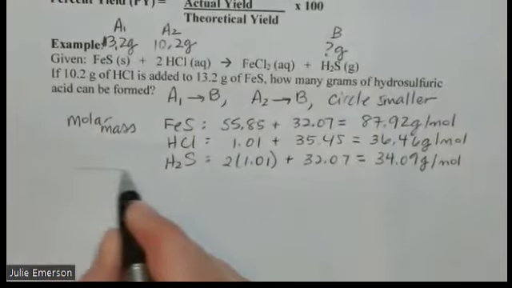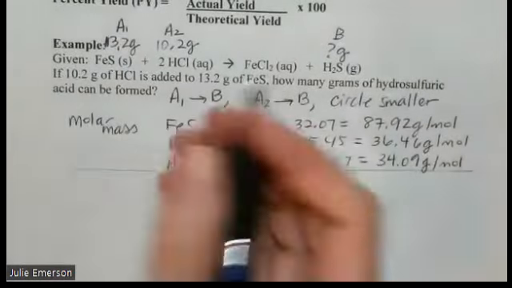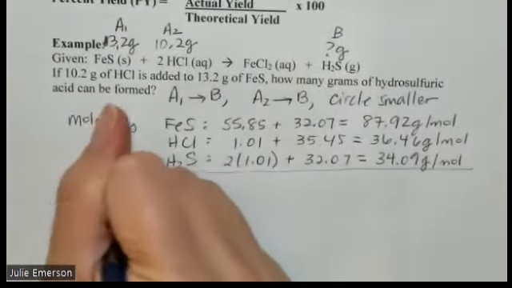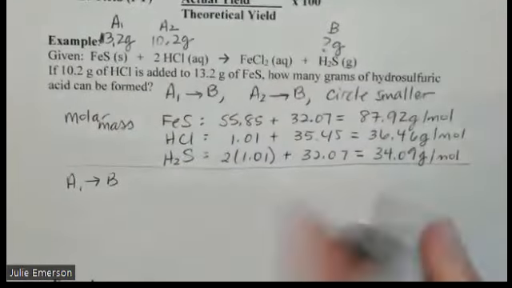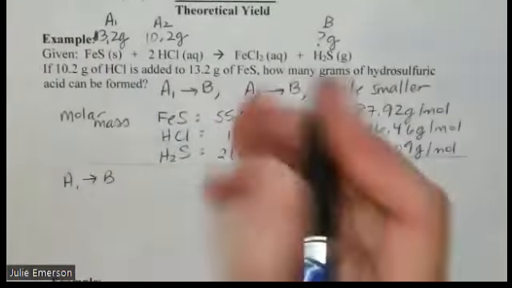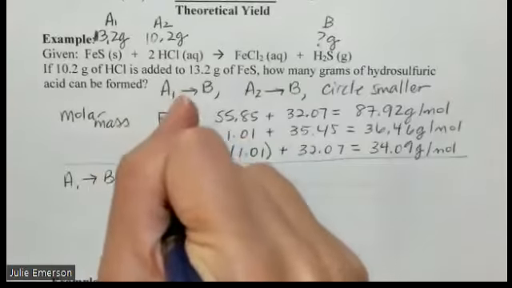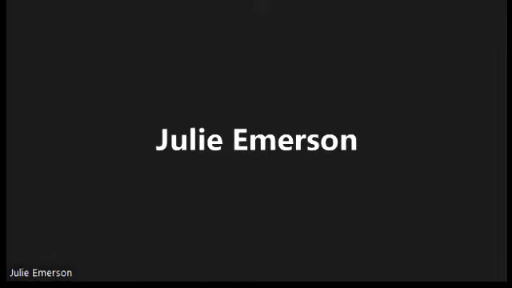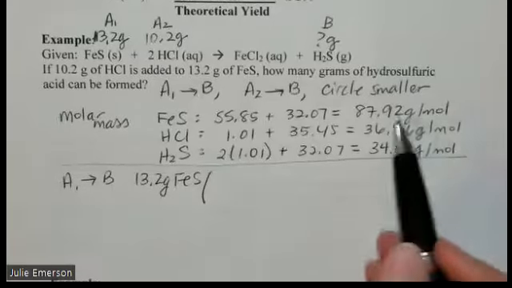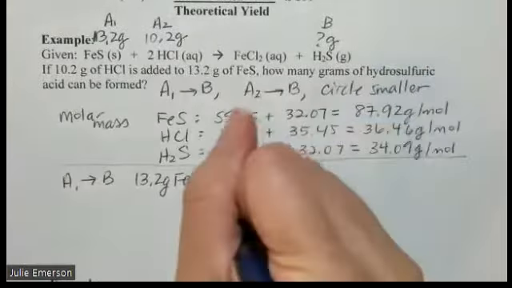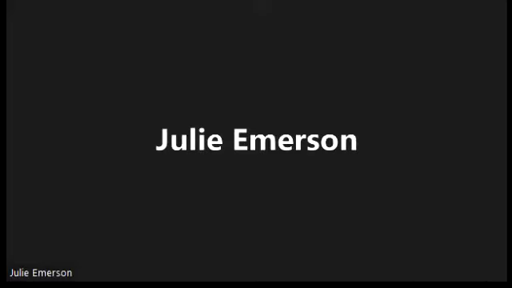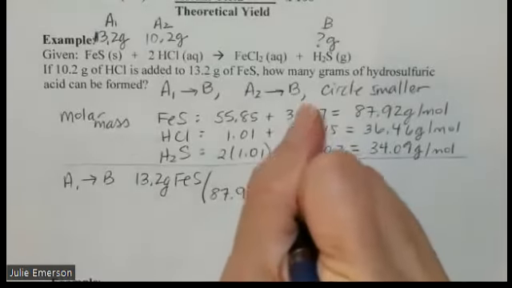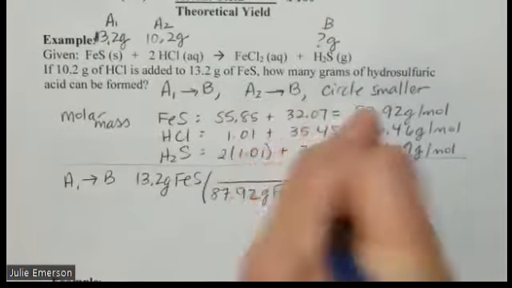So now that I've got my conversions, I'm going to start by taking A1 going to B. All right, so for my A1, I had 13.2 grams of FeS. First conversion, right? Always go to moles first. So molar mass is going to help us get from mass to moles. The iron(II) sulfide, 87.92, and that is the mass of FeS per mole.